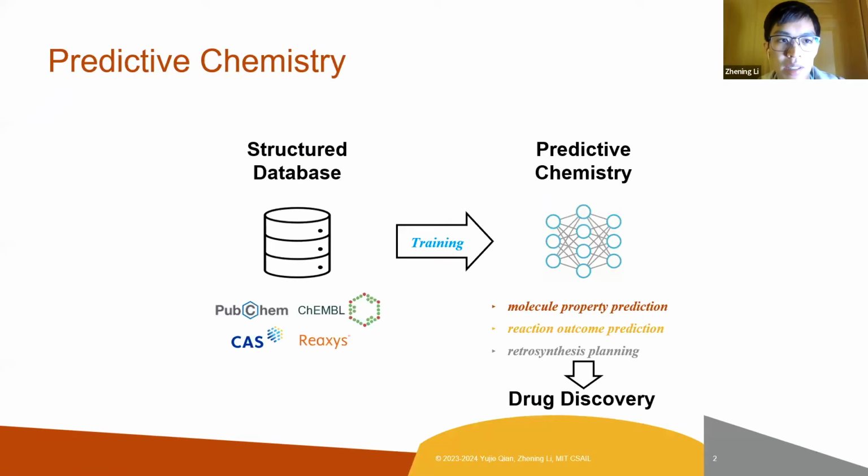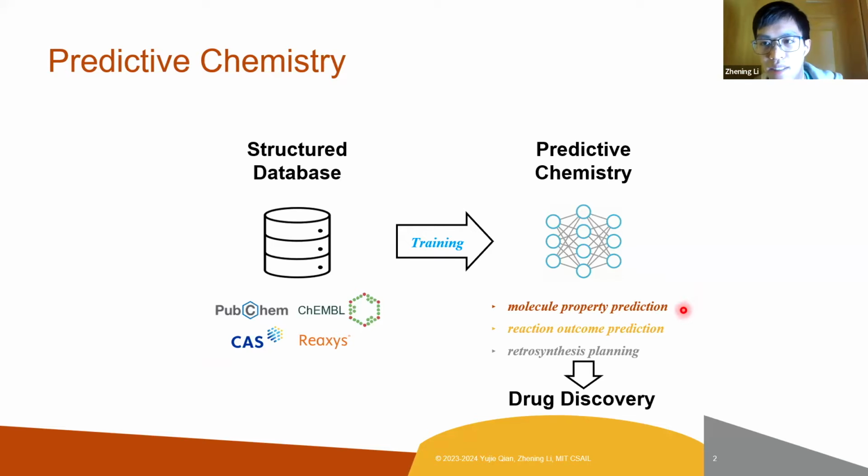So in machine learning for predictive chemistry, the task is formulated as follows. We begin with a structured database of labeled data. Such databases include, for example, PubChem or Reaxys. These databases include many labeled pairs of data corresponding to reactions and various output labels. And we use this data to train a machine learning model to perform a predictive chemistry task.